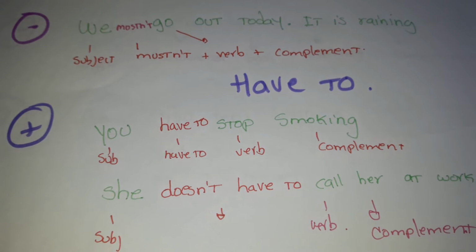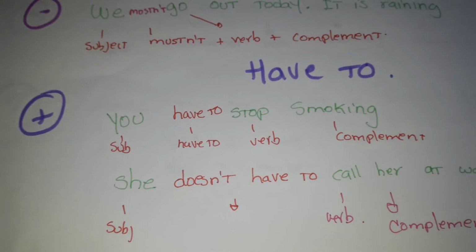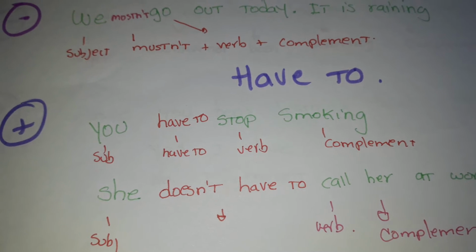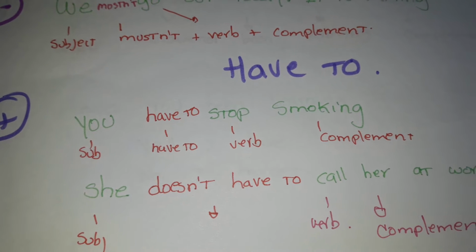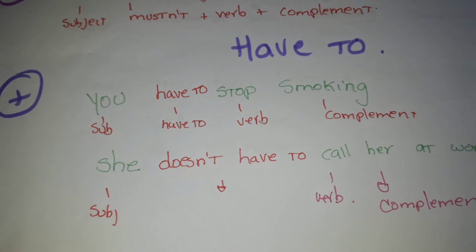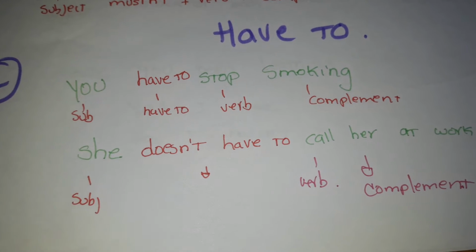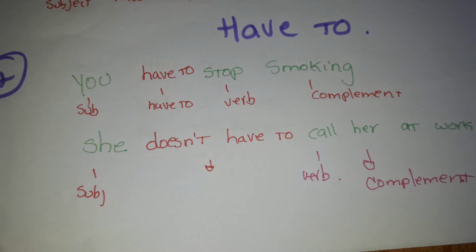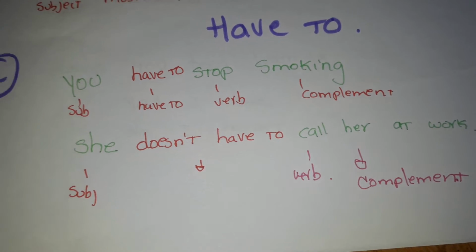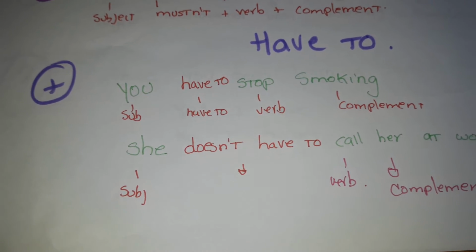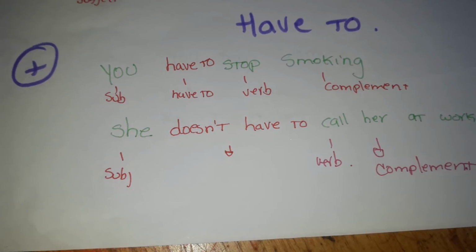Have to. Okay, in affirmative: they have to smoke. Subject, have to, verb, and complement. And negative: she doesn't have to call her at work, okay? This negative form, pay attention. This is an obligation, but in this case it is not an obligation: she doesn't have to call her at work, okay?